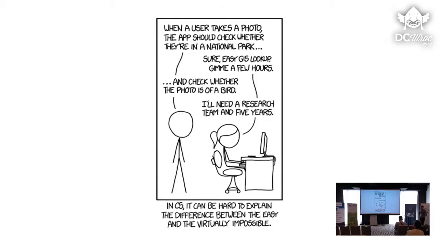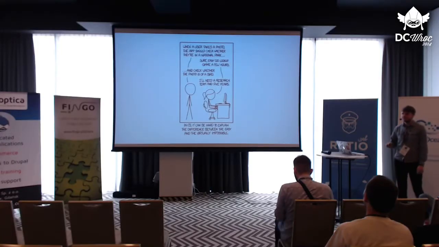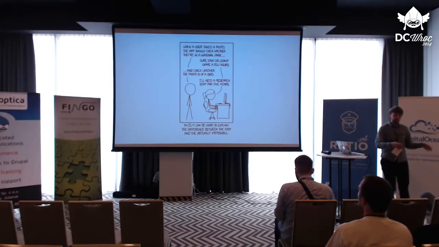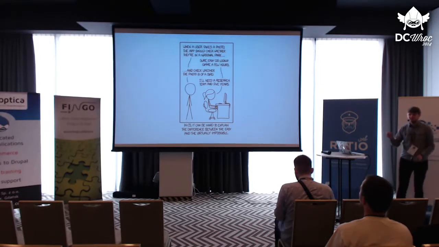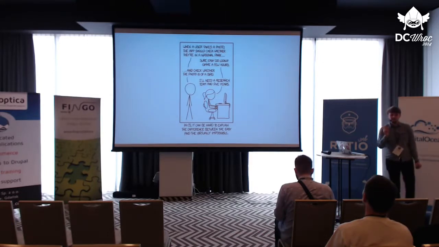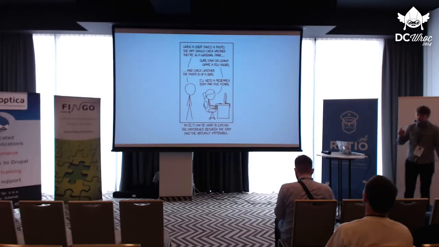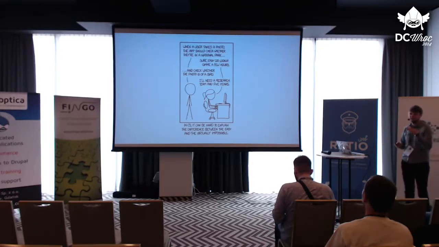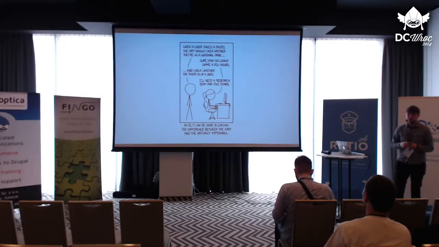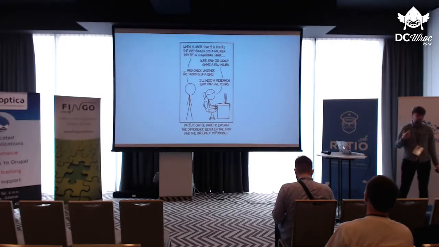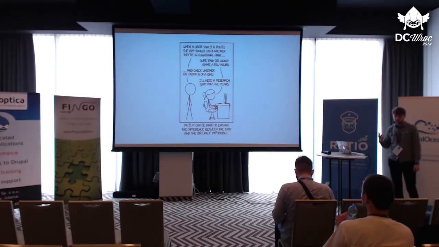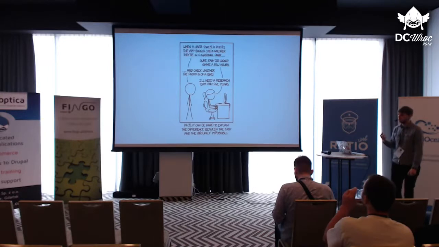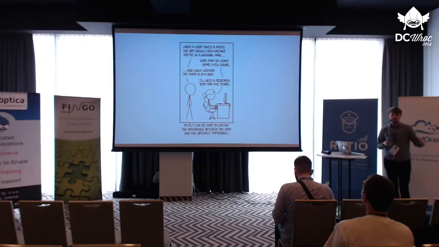And there is the next requirement. Okay, and I need to check whether on this photo that user just took, it's a photo of bird. And yeah, we need a couple of years and research team to do this. So for people from the outside, they can't see the difference, because for them it is equally abstract to localize user if he is in the national park and to localize bird on the picture. So the difference is really hard to explain for non-technical people, and it's basically the whole software building thing. Sometimes it's really hard to communicate.